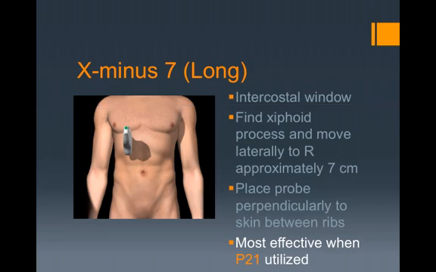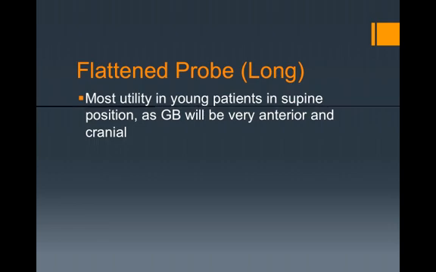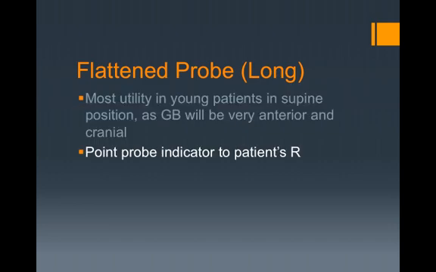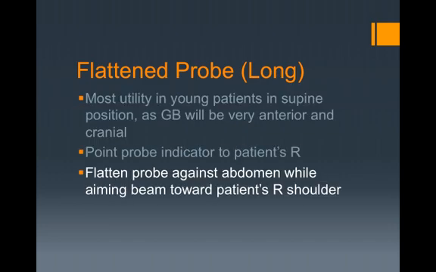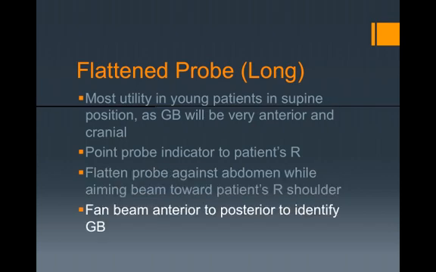Finally, we have the flattened probe approach, which has its greatest utility in young patients who are in a supine position. Here, the gallbladder will be very anterior and cranial. In these cases, it is often helpful to point the indicator toward the patient's right and flatten the probe against the abdomen while aiming the beam toward the right shoulder. Fan the beam anterior to posterior to identify the gallbladder.